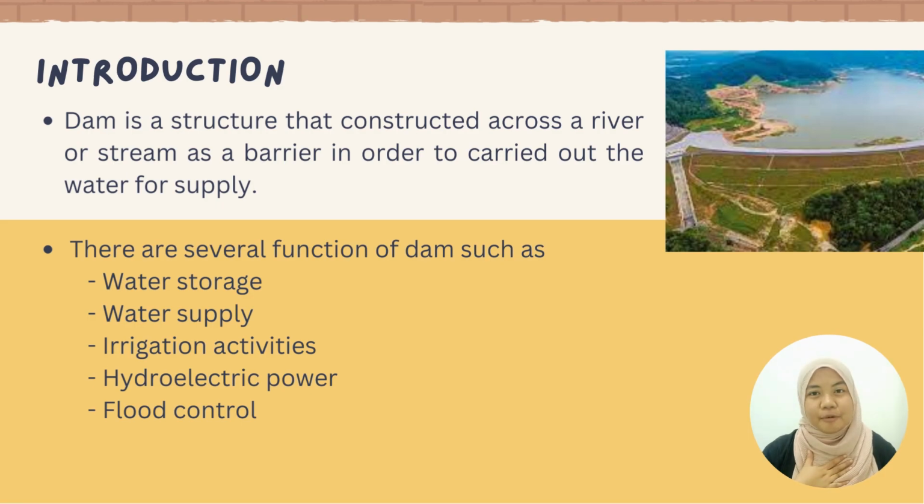My name is Nurmisa Wahyuni binti Iskandar and I will present the introduction of dam. What is a dam? A dam can be defined as a structure constructed across a river as a barrier for water collection. There are several purposes of dams, such as water storage, water supply, irrigation activity such as plantation, hydroelectric power, and flood control, especially during heavy rain.